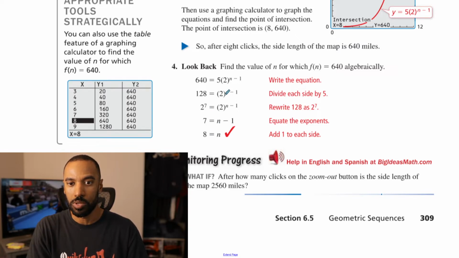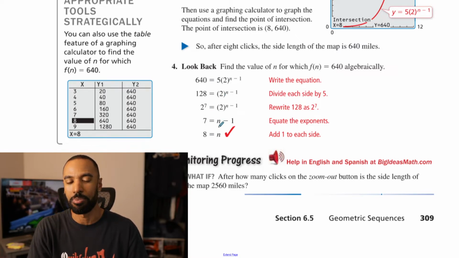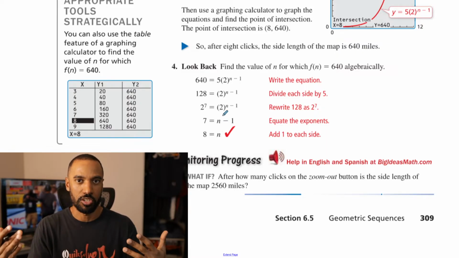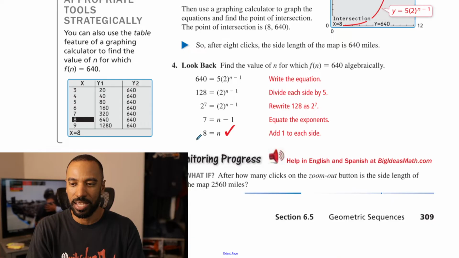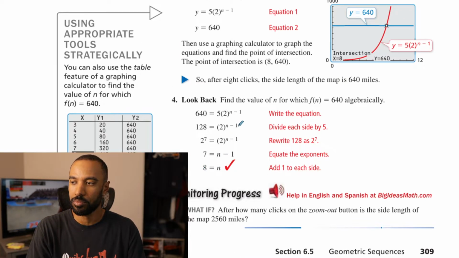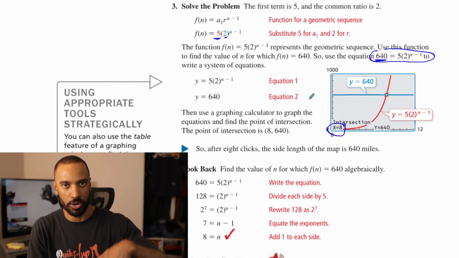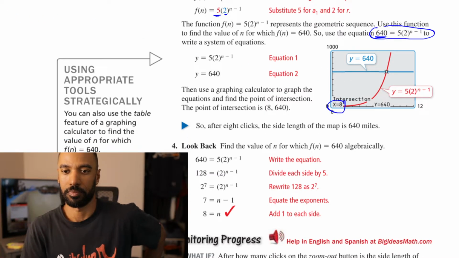You raise 2 to the 7th power times 5, but the term is 8, right? You multiply by 2 one less time than the term you're looking for. So it takes 8 clicks total, because the first click is 5. Now you can use a graphing calculator to graph those two parts and you can see where they intersect. They intersect at x equals 8. Remember, x is your n in that case.